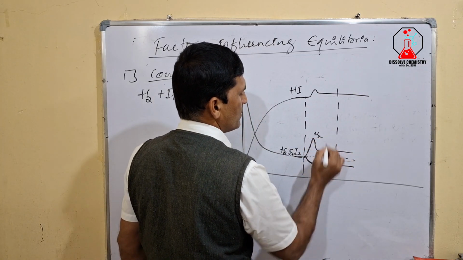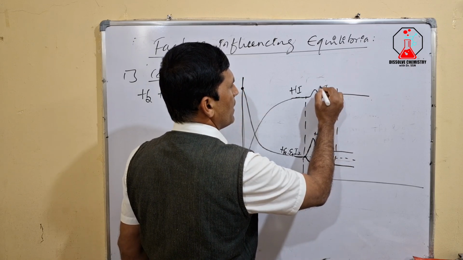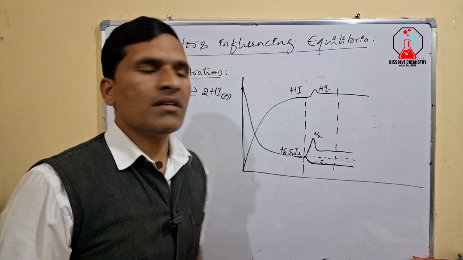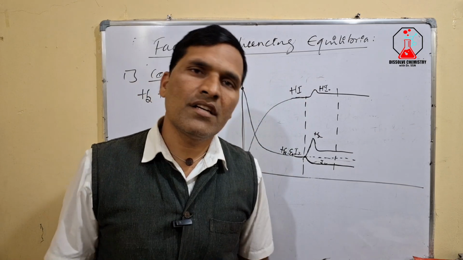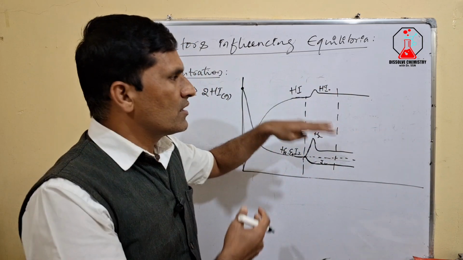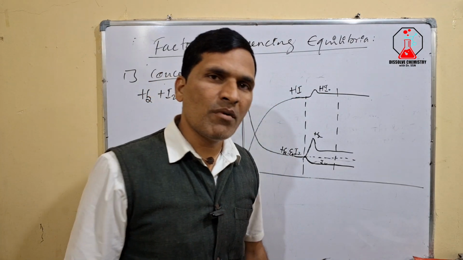So this is your H2, this is your I2 and this is your HI after altering the concentration of one of the reactants. Similarly, if you increase the concentration of HI, the shift in the backward direction will take place. Which means four conditions you should remember.